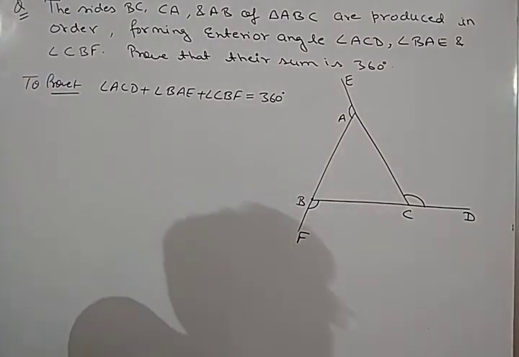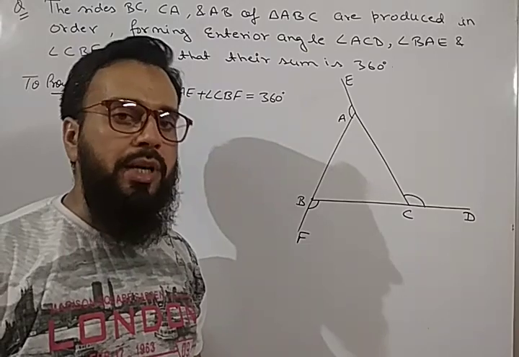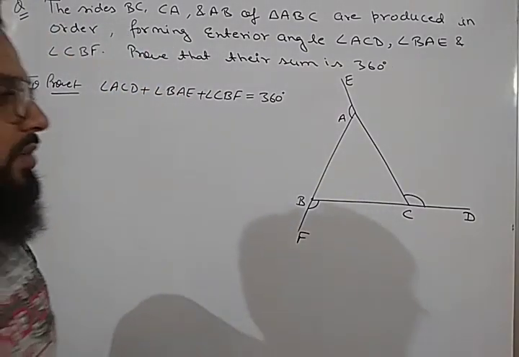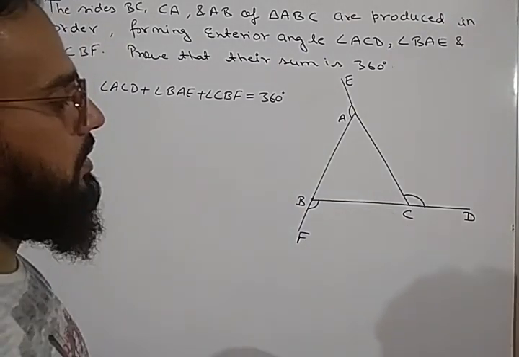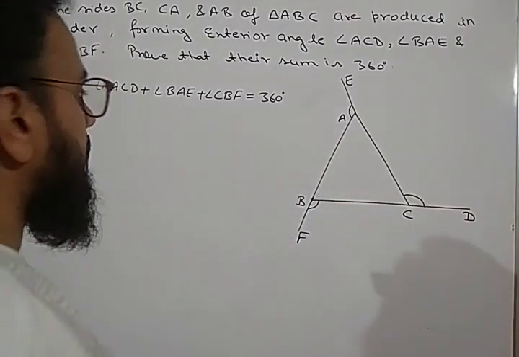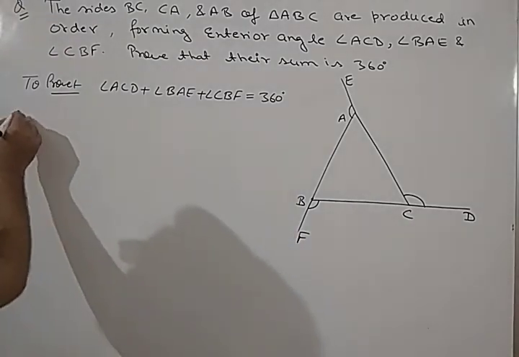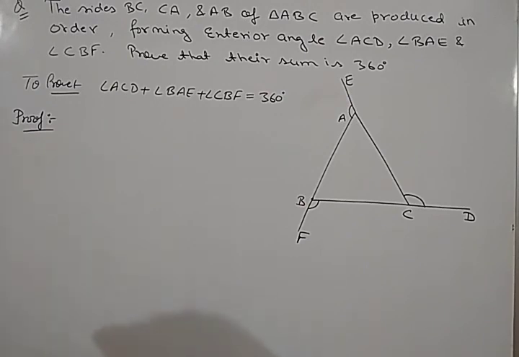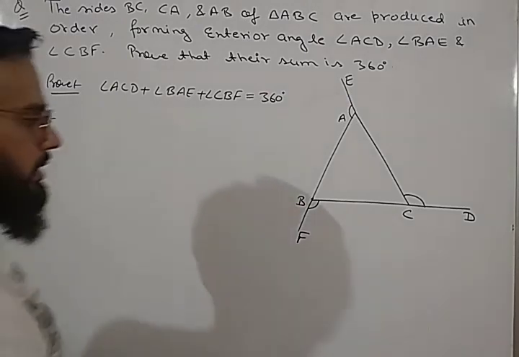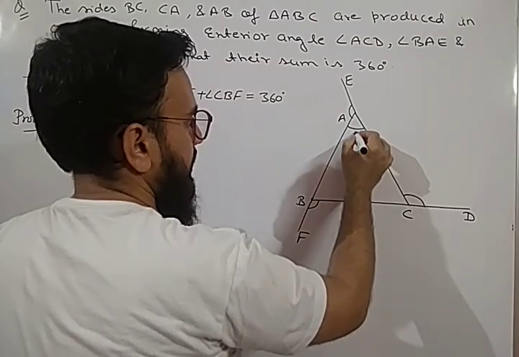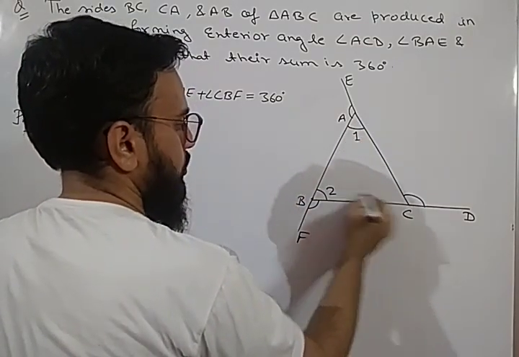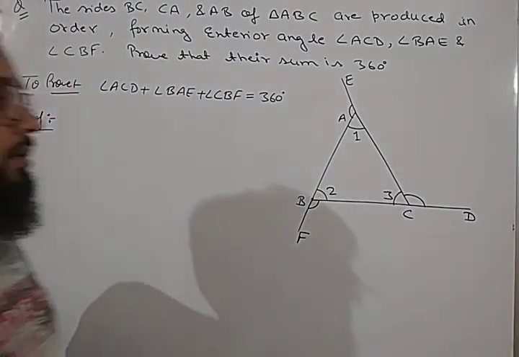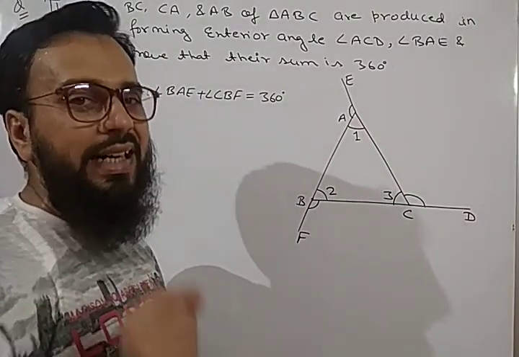So how will we prove it? We have studied the exterior angle property of a triangle. So if we use the exterior angle property in this triangle, what will we get? Now let us consider this angle as angle 1, this angle as angle 2 and this angle as angle 3. Now considering each exterior angle individually.